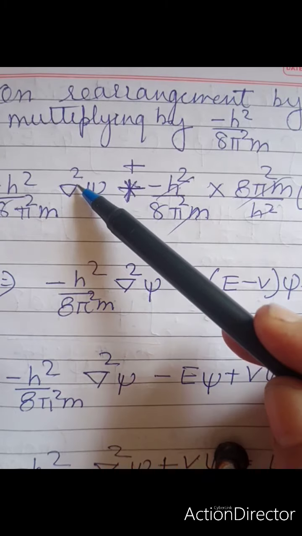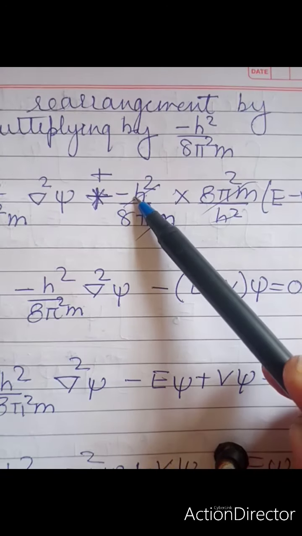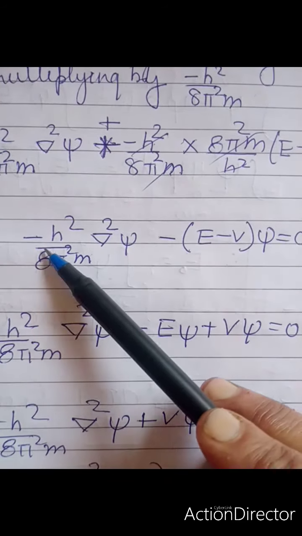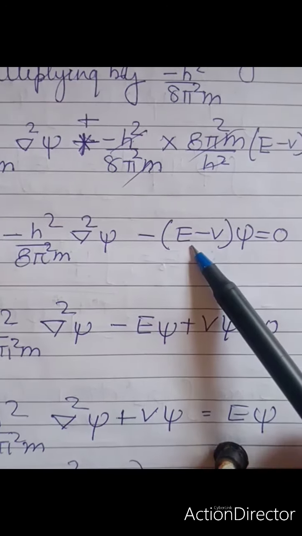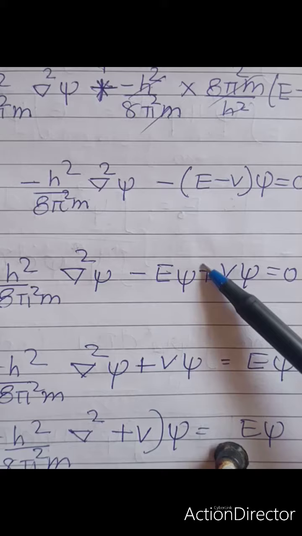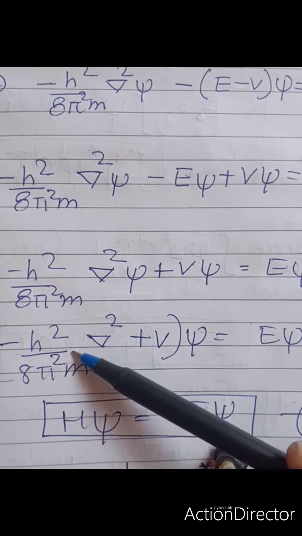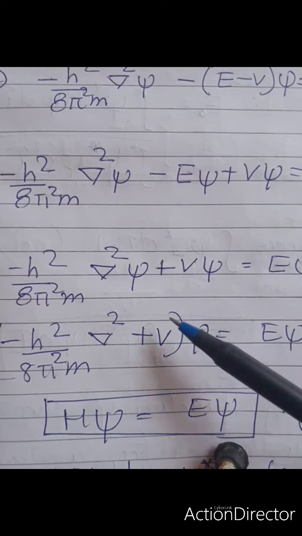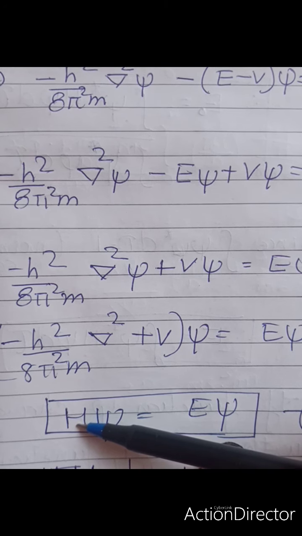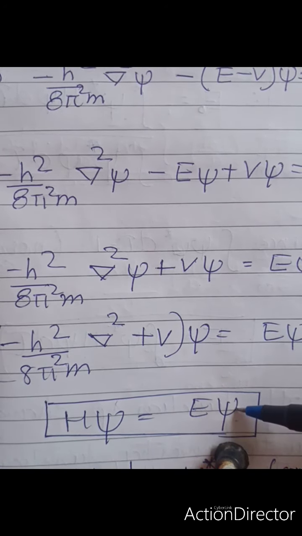Here I am multiplying del square psi by minus h square upon 8 pi square m. Similarly 8 pi square m upon h square, again I am multiplying by minus h square upon 8 pi square m. So this gets cancelled. What we are left with is minus h square upon 8 pi square m del square psi minus (E minus V) psi is equal to 0. Open the bracket, take this part to that side, and take psi common, so we are left with (minus h square upon 8 pi square m del square plus V) psi is equal to E psi. This we can replace by capital H, so the final equation we get is H psi is equal to E psi. This is the general equation which we write for the Schrödinger wave equation.